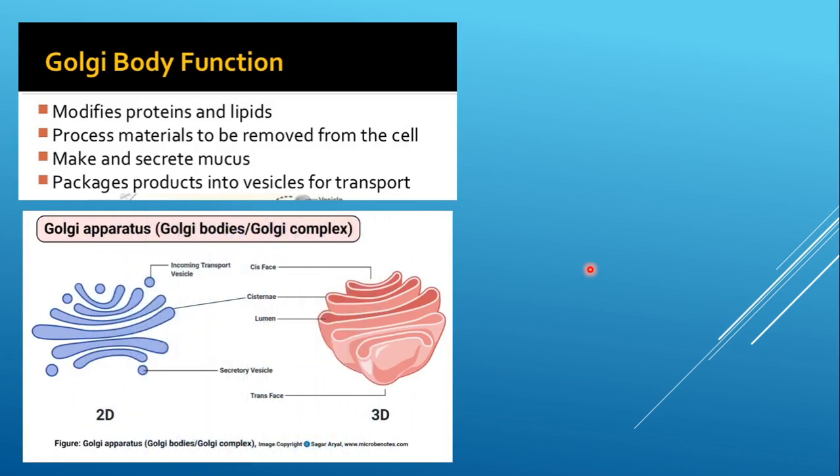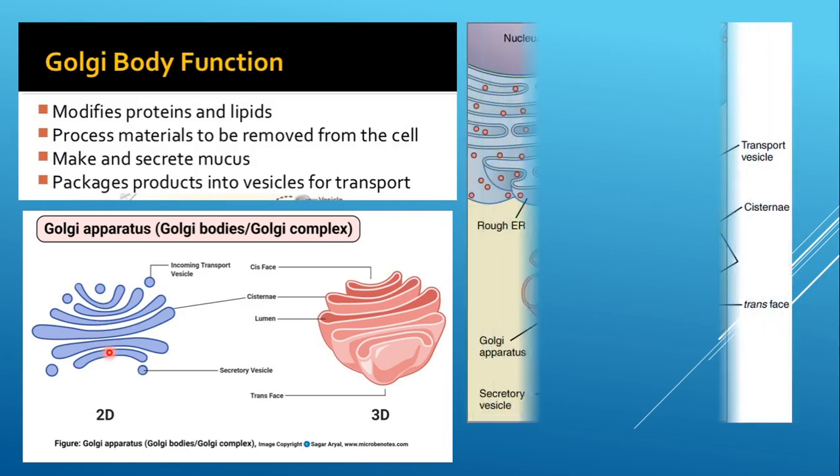Furthermore, here we have two more structures. This is the 2D and this is the 3D structure. When we draw, usually we represent it in this manner: the cis phase and the trans phase. Through the cis phase, the proteins and lipids will enter, and they are delivered out through the trans phase.